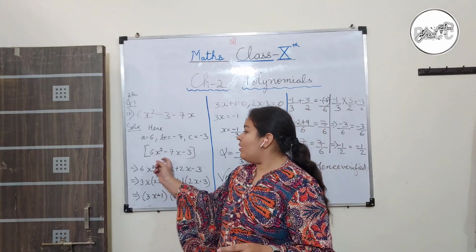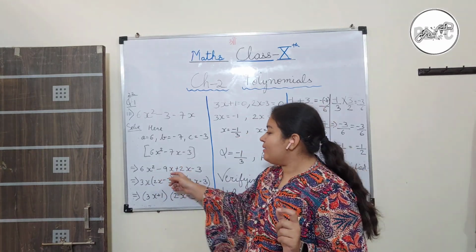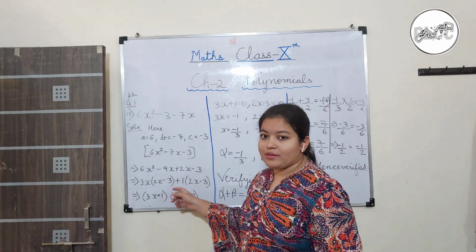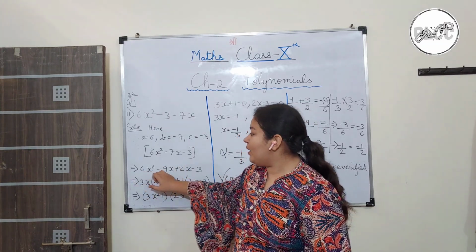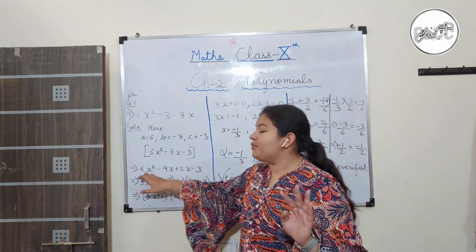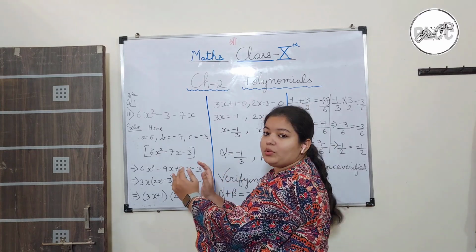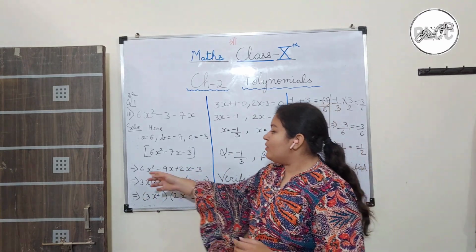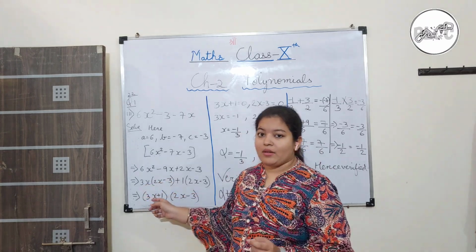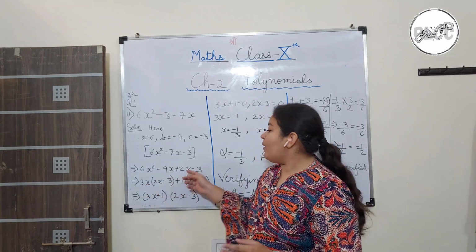So we have split minus 7x as minus 9x plus 2x. Minus 9x plus 2x will give you minus 7x. Then from here we have 4 terms. In these 4 terms, we'll take the first 2 terms and take common from them, and we'll take common from the last 2 terms. From the first 2 terms, the common is 3x, and the rest we'll write in a bracket. From the last 2 terms, we have nothing common.